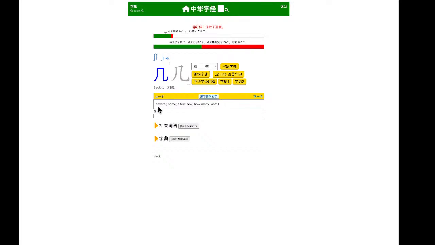几 is several, some, a few, how many, what. That's basically, in English, words like several, a few. Now in English, based on whether the thing is countable or not countable, you have different forms. But in Chinese, they don't distinguish that. They just use the same character, 几.